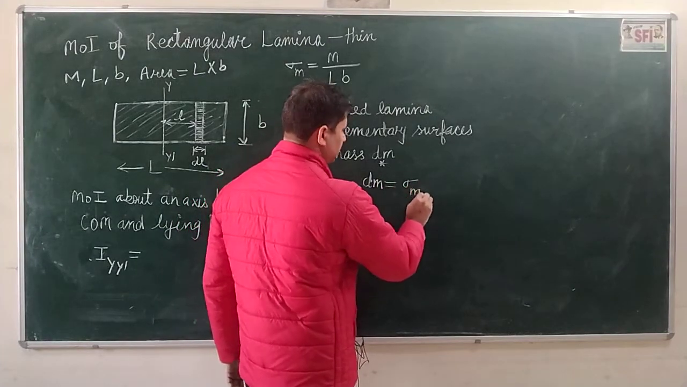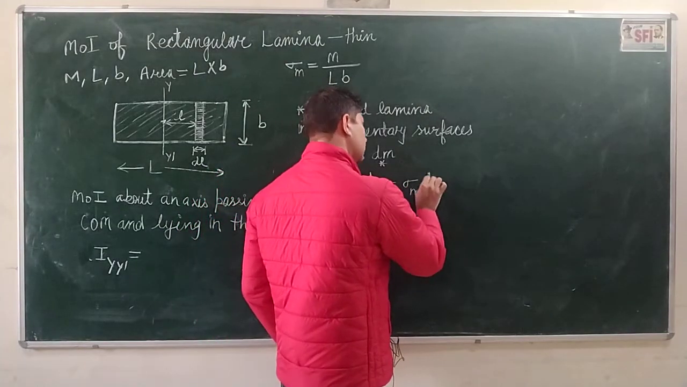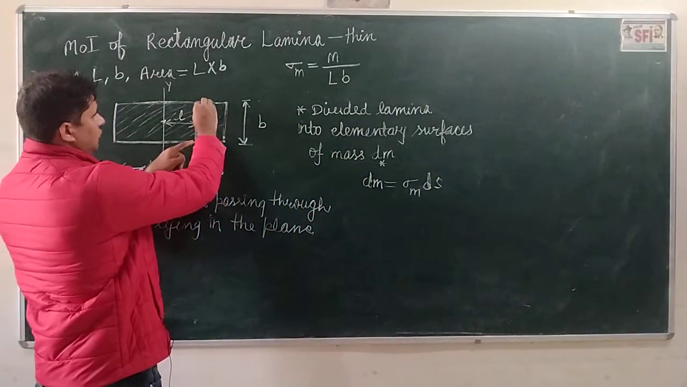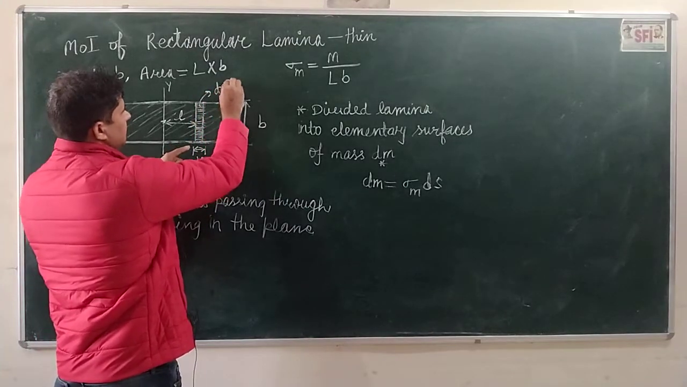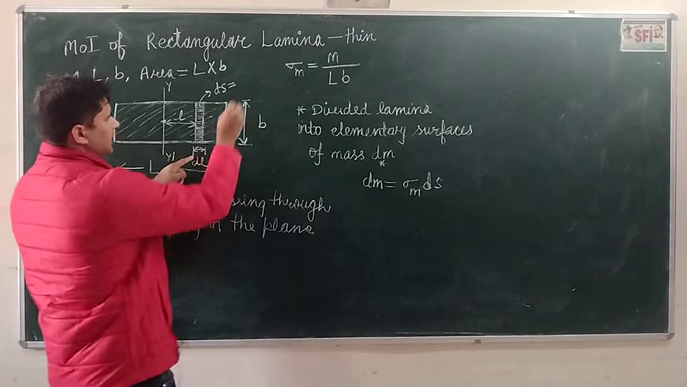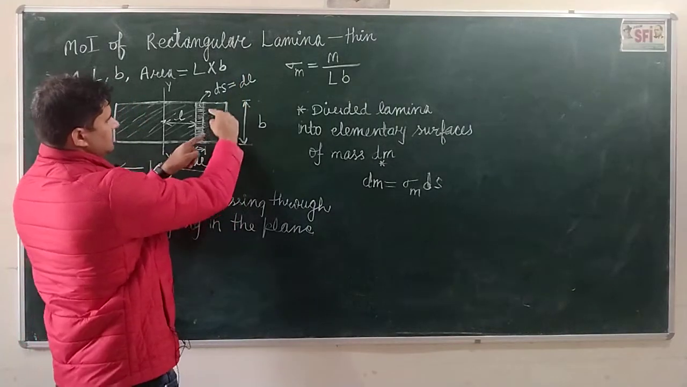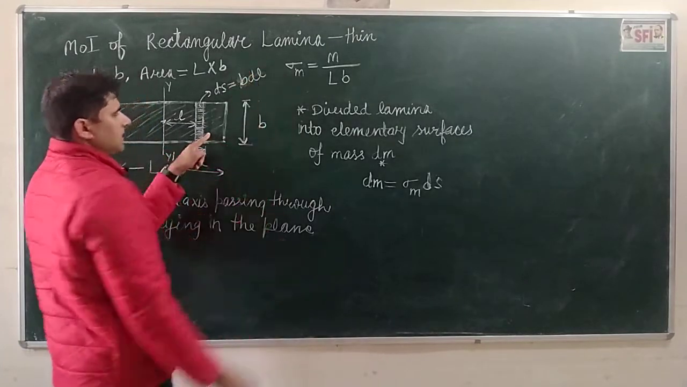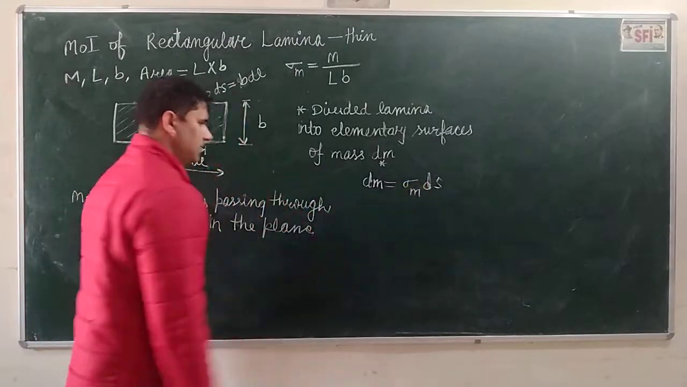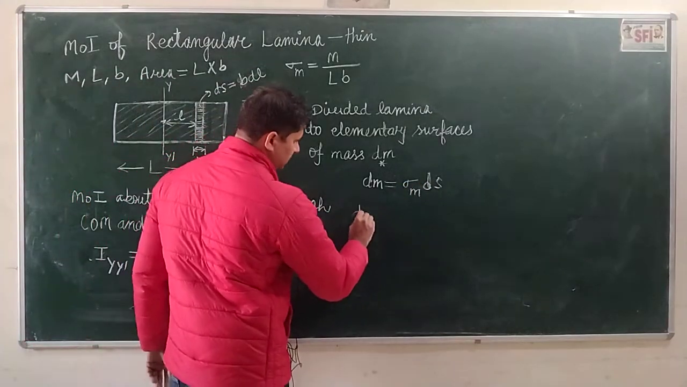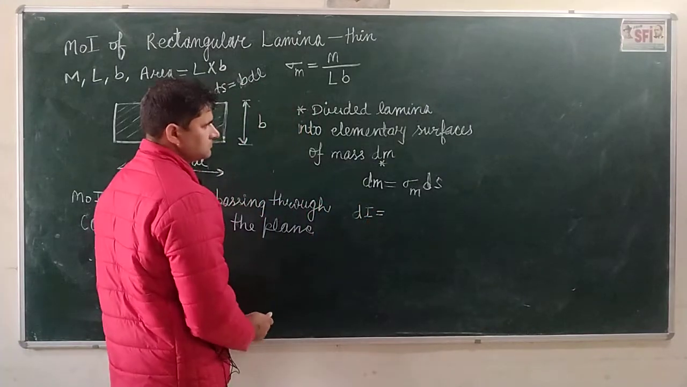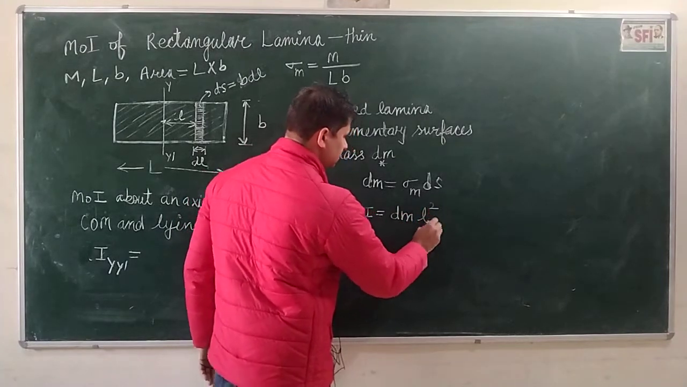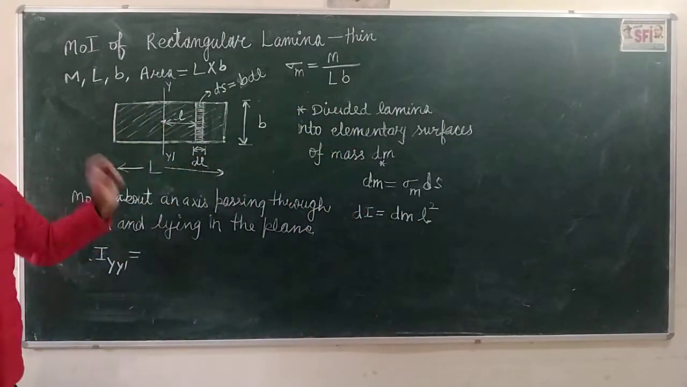The dm will be the surface mass density into the area of the elementary surface. The area of this surface, that is ds, you can see its length is dl and this distance is b. So I can write it as b into dl. Simply substitute it here, and the moment of inertia of this elementary surface will be dm into the square of the distance from the axis of rotation, which is here small l.